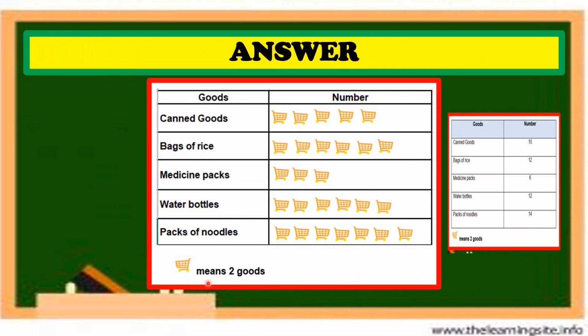Since 1 cart means 2 goods, canned goods, 2, 4, 6, 8, 10. Bags of rice, 2, 4, 6, 8, 10, 12. Medicine packs, 2, 4, 6. Water bottles, 2, 4, 6, 8, 10, 12. Packs of noodles, 2, 4, 6, 8, 10, 12, 14.